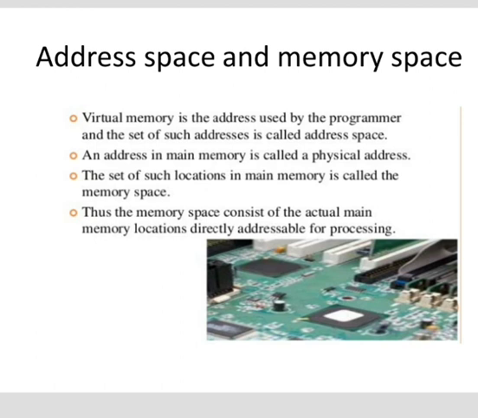So an address in the main memory is called a physical address. The set of such locations in main memory is called the memory space. Thus the memory space consists of actual main memory locations directly addressable for processing.